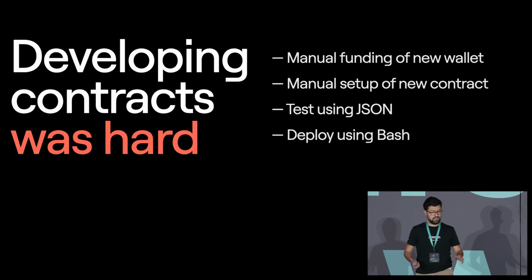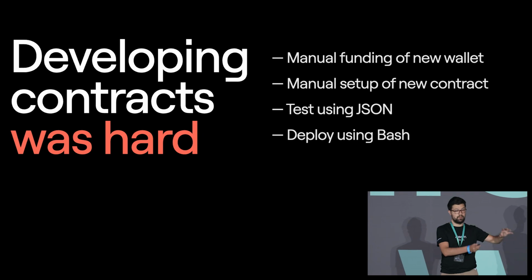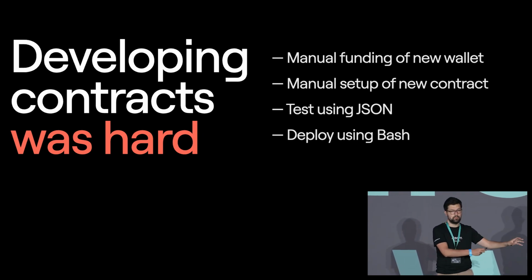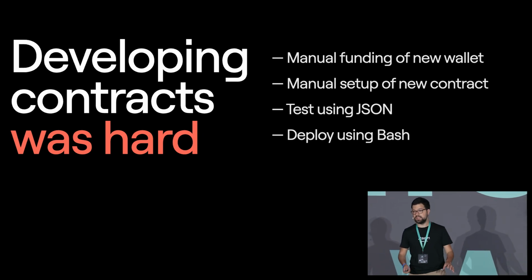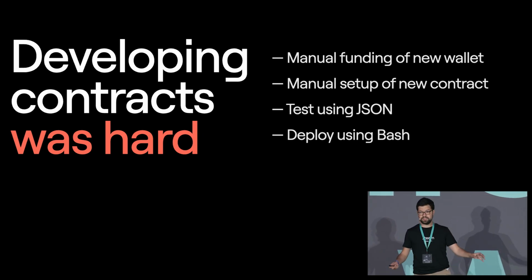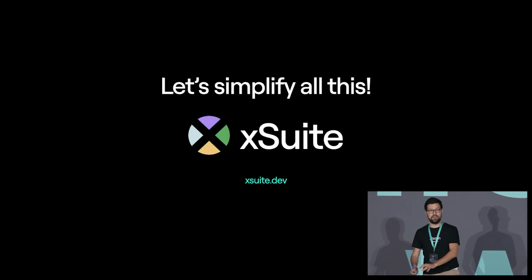So we thought we needed to improve things, because we cannot spend so much time on these things. It has to be simpler if we want to really be able to ship fast and ship safe. So that's why we decided to simplify all this and started building xSuite. xSuite is a tool made by builders for builders. It is a tool to help you save tens of hours during your development of smart contracts and sleep better at night.